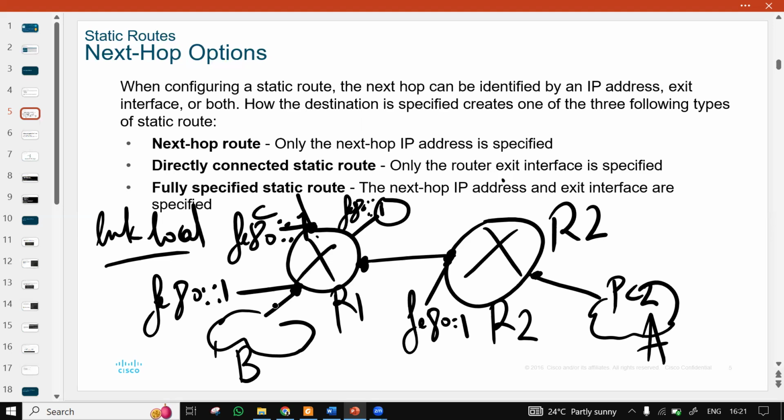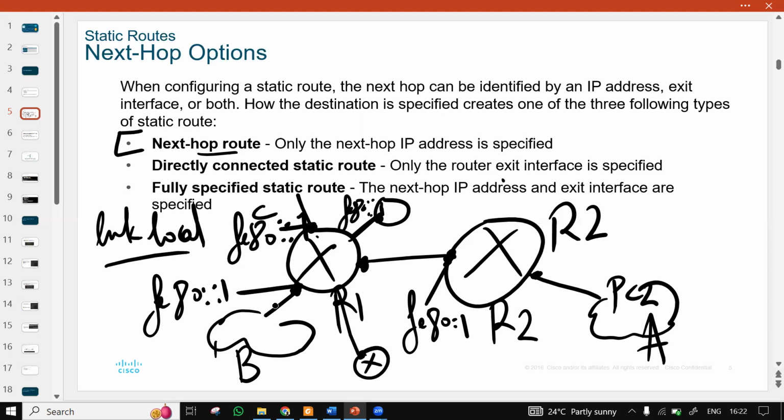Now, if I want to configure my route, I want to use the next hop. If I use the next hop route option only, it means I'll configure R1 and put FE80::1 as my next hop route. But the problem is that the router will not know which FE80 to use, because there is an FE80 coming from here. This is the next hop. If another network comes from here, it has FE80 as well.